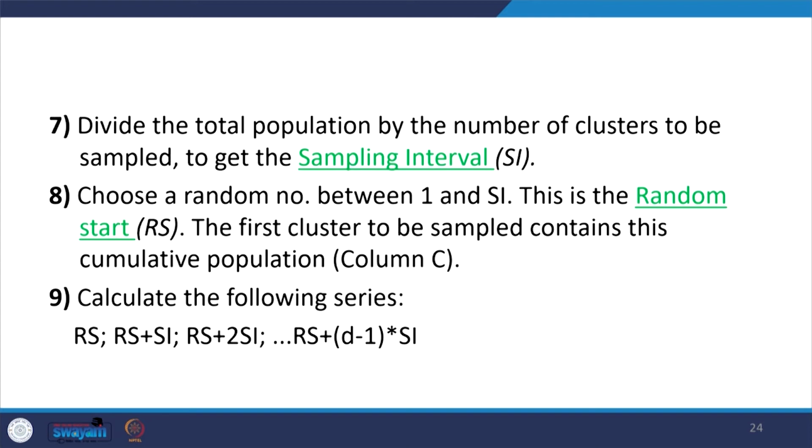The first cluster to be sampled is the one containing the random start in the cumulative population in column C. Then you calculate the following series: the random start plus the interval is your second unit to be selected, the random start plus 2 sample intervals is your third unit to be selected. Similarly, the nth unit to be selected is the random start plus (n minus 1) times the sample interval.